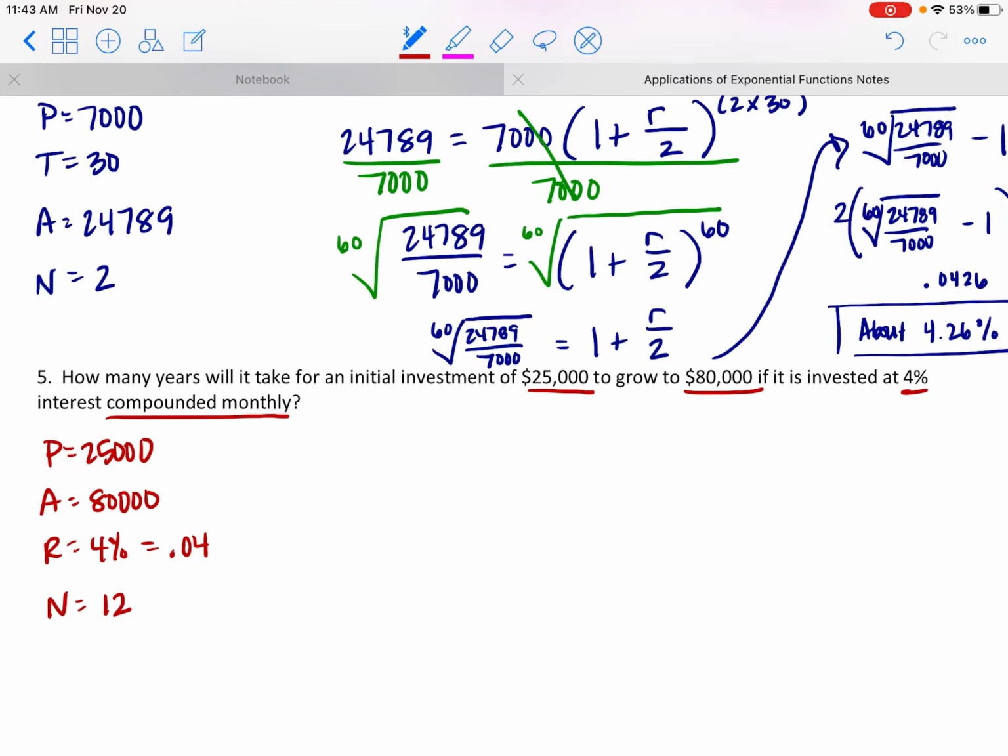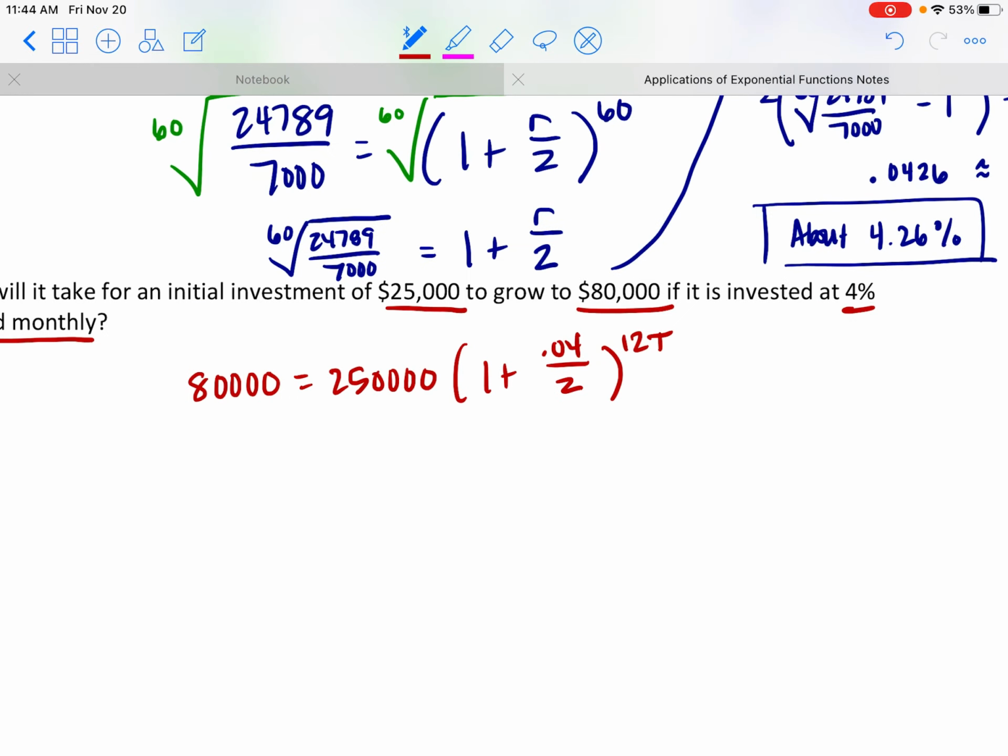So we're going to use the same formula, plug in what we know. This time 80,000 is equal to 25,000 times 1 plus r is 0.04 over 12, and it is raised to the n times t power. So 12 times t power. 12t. There it is. Okay? This is actually an exponential equation here that we're trying to solve. So we're trying to find the value for t.